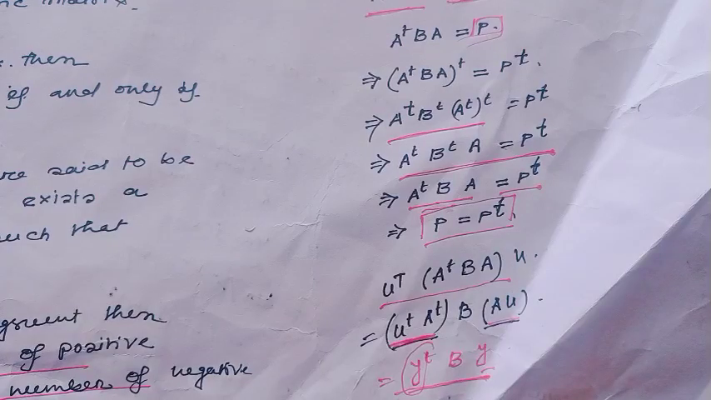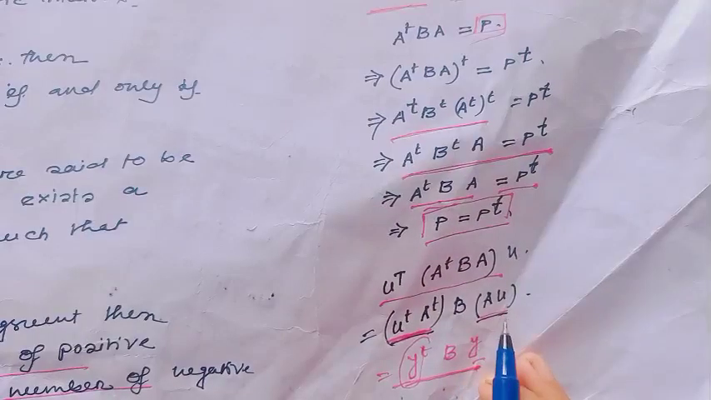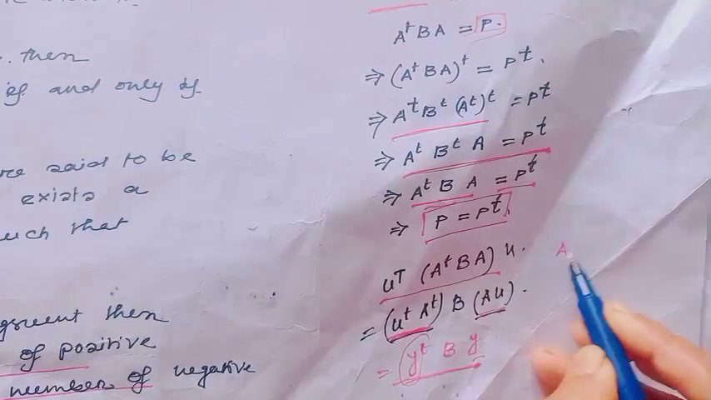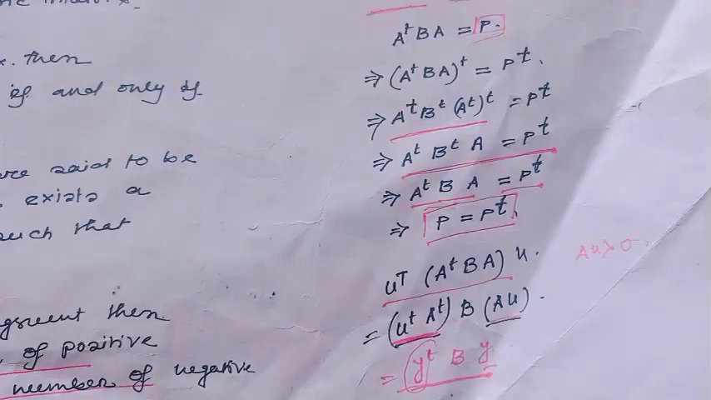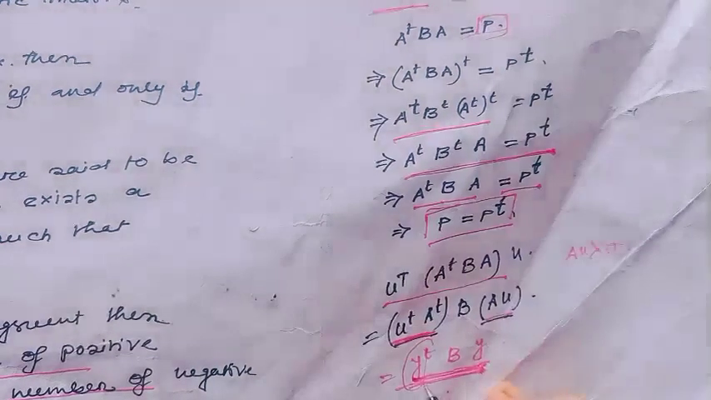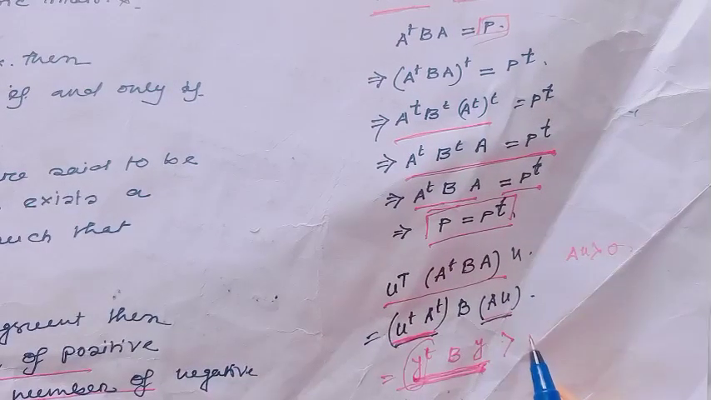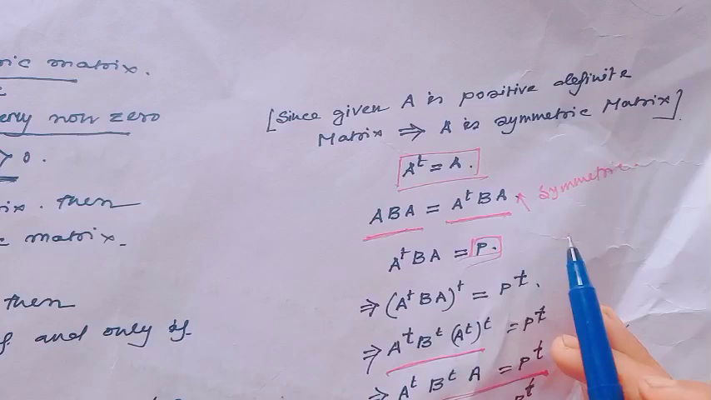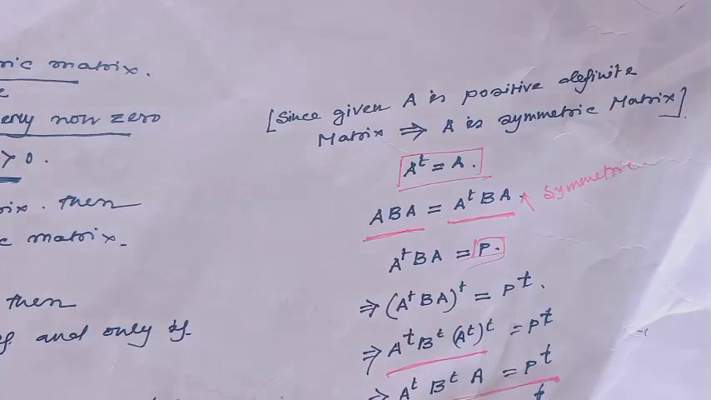Since A is given as a positive definite matrix, obviously its eigenvalues are positive, and that implies the determinant of this matrix is always positive. So AU would always be greater than 0. That means, since B is also positive definite, Y transpose BY would always be greater than 0. That means our proof is done: A transpose BA is a positive definite matrix. I hope all my viewers have understood this question clearly.